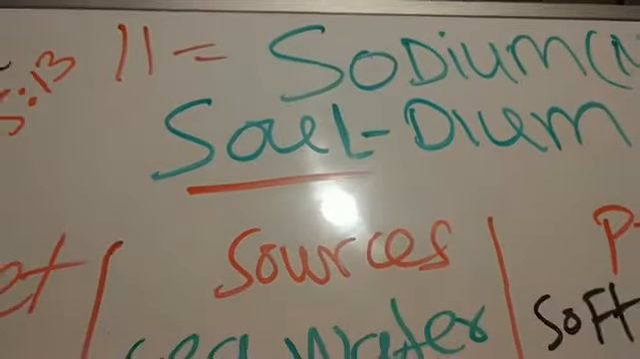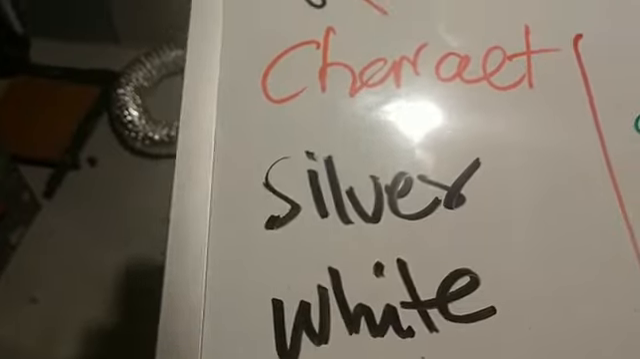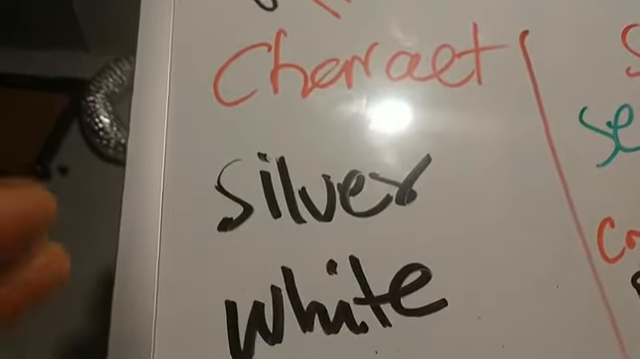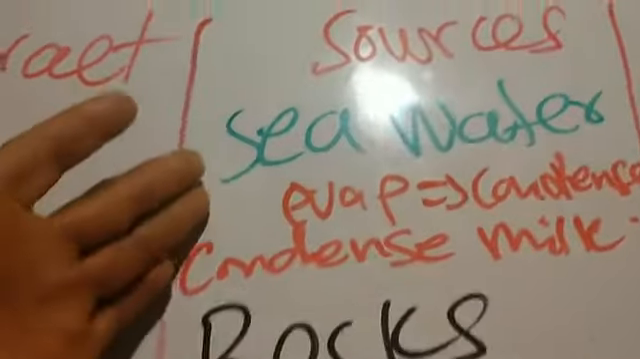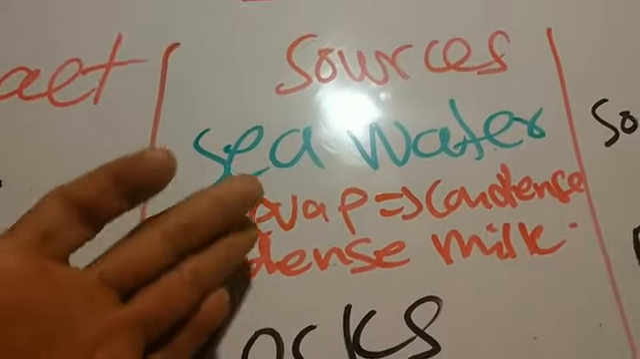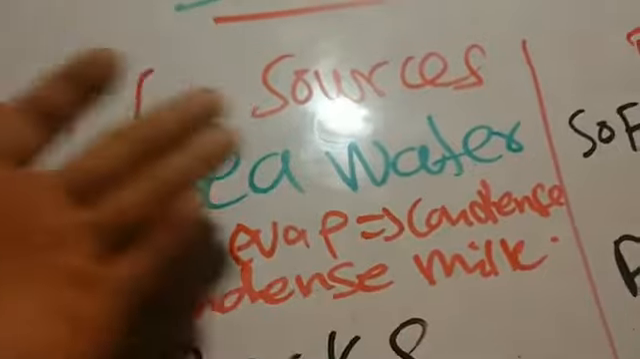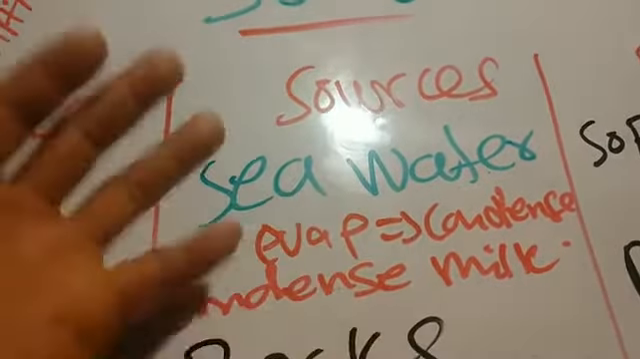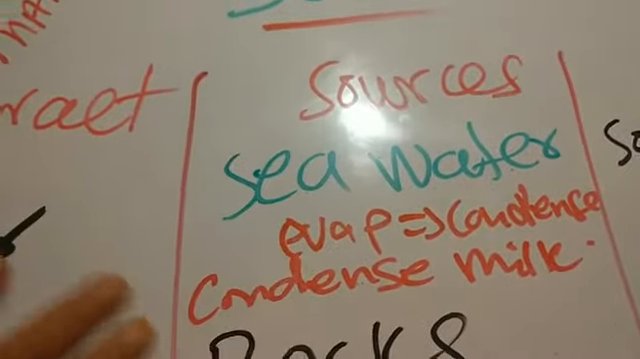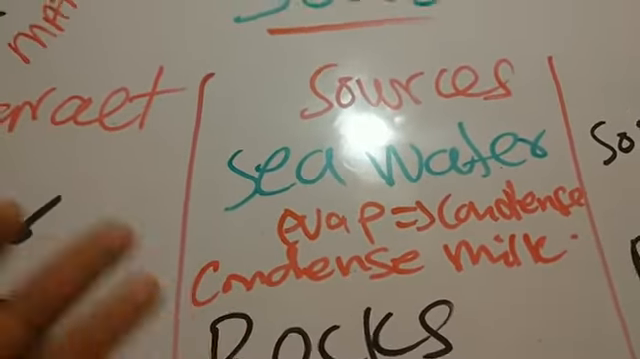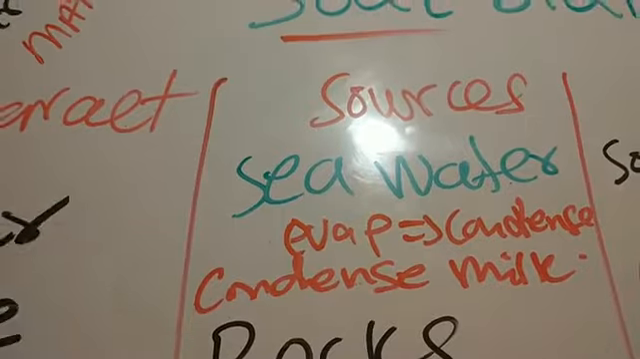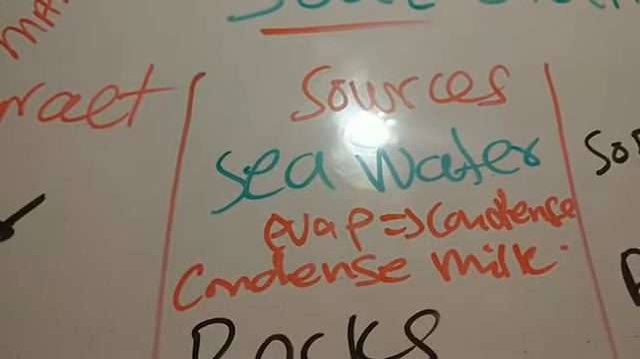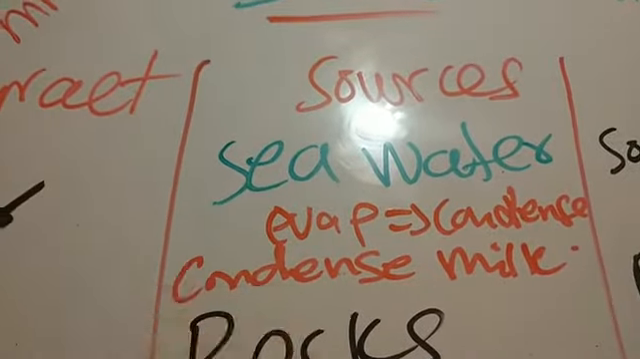The characteristic is silver white. It's between silver and white. Sometimes it can be purely silver and it can be purely white. Now, the source is seawater, in the process of evaporation and condensation. When it evaporates and condenses, it becomes very thick, like condensed milk, and eventually it gets dry. Right after that, it gets hard, or rigid.